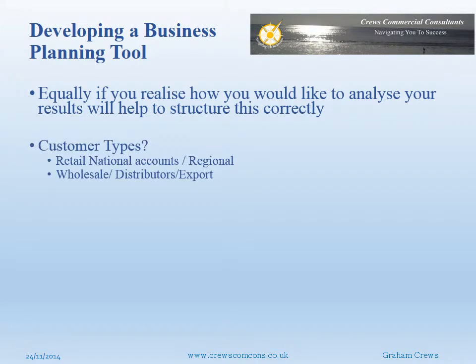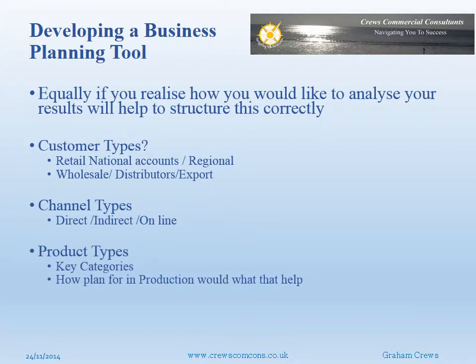Equally, you want to look at how you want the outputs to come. How do you want to look at and analyze those results? And then that helps you structure the whole business planning accordingly. So you might want it by customer type, either nationals or regionals. You might want to distribute between channels: wholesaler, distributors, export, for example, direct, indirect, online. Again, this can be tailor-made whichever way you want it to be for your business.